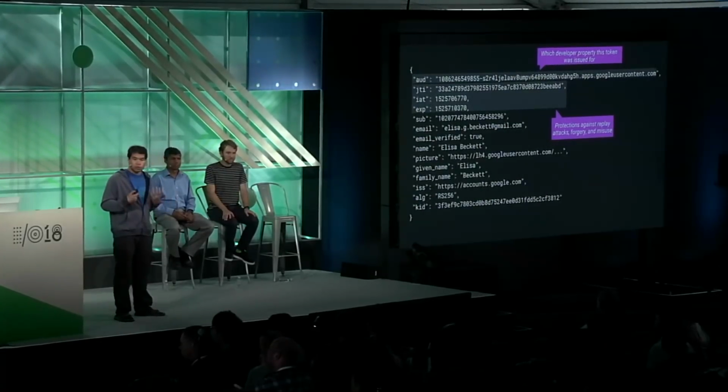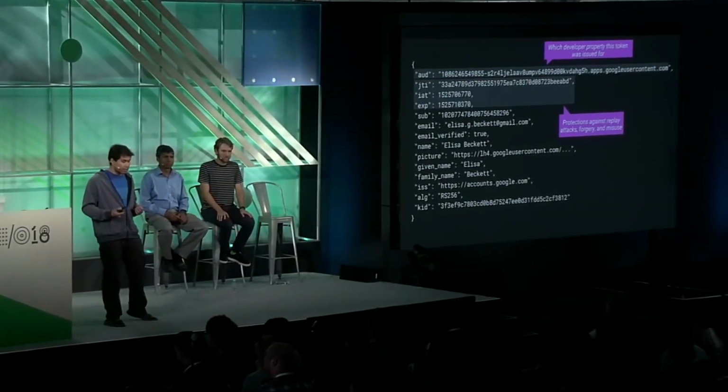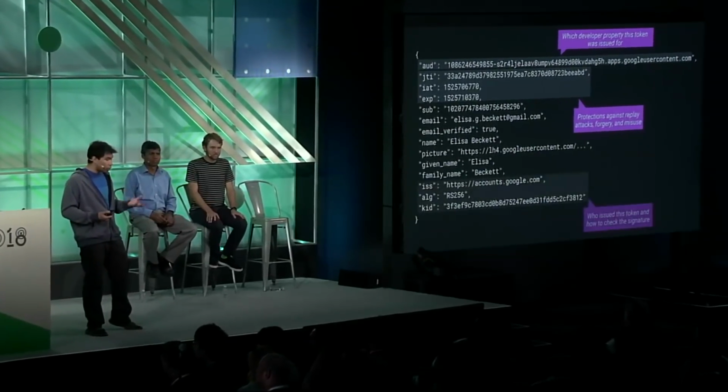Just like a passport in real life, you have to make sure that someone hasn't taken this and used it where they shouldn't have. There's other information here about when this token was issued, so you can make sure it's still valid and make sure that it hasn't been replayed. There's the user data that we described. And finally, there's some information about who issued this token and how it's been cryptographically signed so that you can check the signature and ensure that it came from Google and hasn't been tampered with.